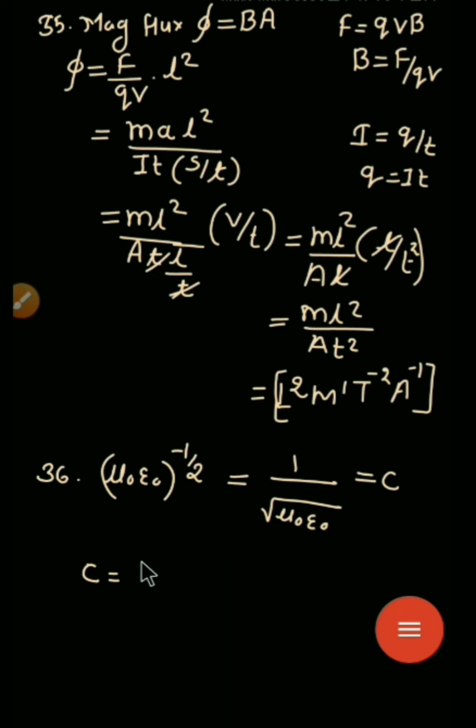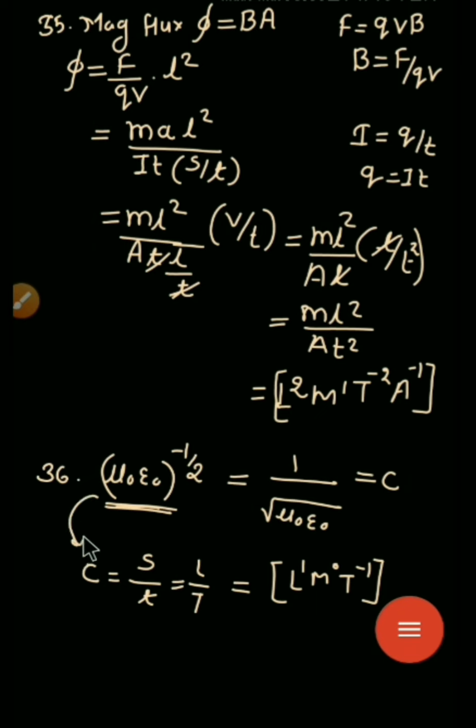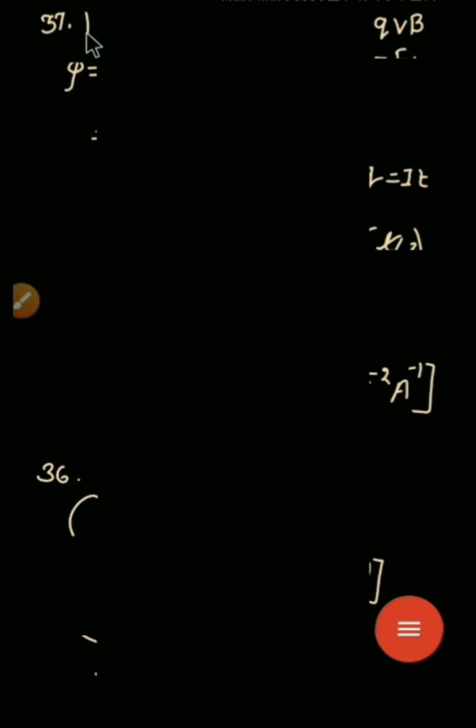And we know velocity is displacement upon time. Displacement is nothing but length, so the dimension is L1 M0 T minus 1. If they have asked us for the unit of this quantity, we know this is the velocity, and the unit of velocity is meter per second. So this is the unit, and this is the dimension of this term.